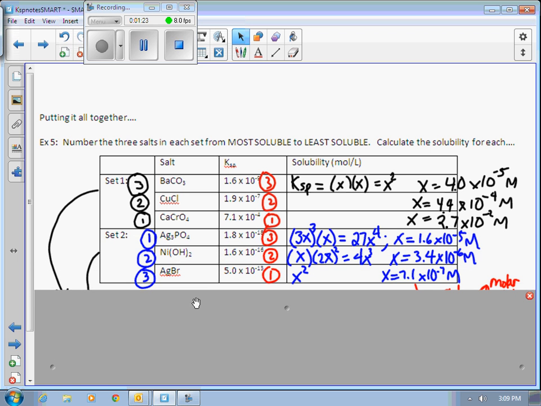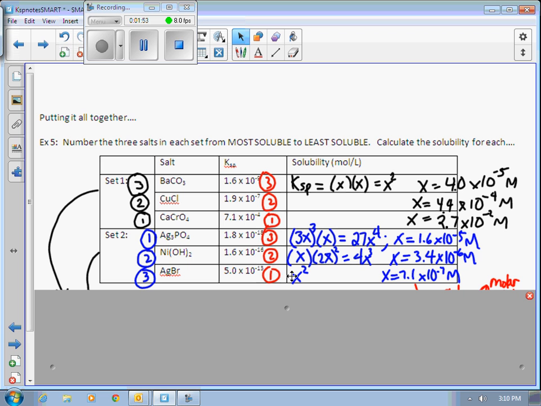When you look at the second set, the difference is that the cations and the anions are not in 1-to-1 ratios. So when you solve, you get some really different things going on here. When you solve for x, remember x tells us how soluble that substance is, how many moles of that salt are dissolving per liter. And it looks like the top one here, the silver phosphate, is the most soluble, followed by the nickel hydroxide and then the silver bromide.